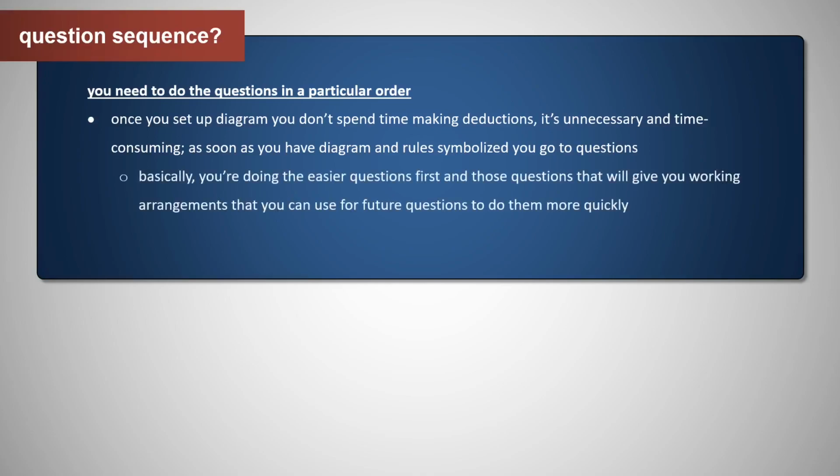Basically, in terms of explaining the sequence, you're doing the easier questions first, and those questions that will give you working arrangements first, so that you can use them for future questions to do those questions more quickly. So you do the easier ones and the ones that give you more information, so that the later questions, which are maybe more difficult or require making a bunch of diagrams, you'll have information to work with. That's essentially the logic of the sequence.